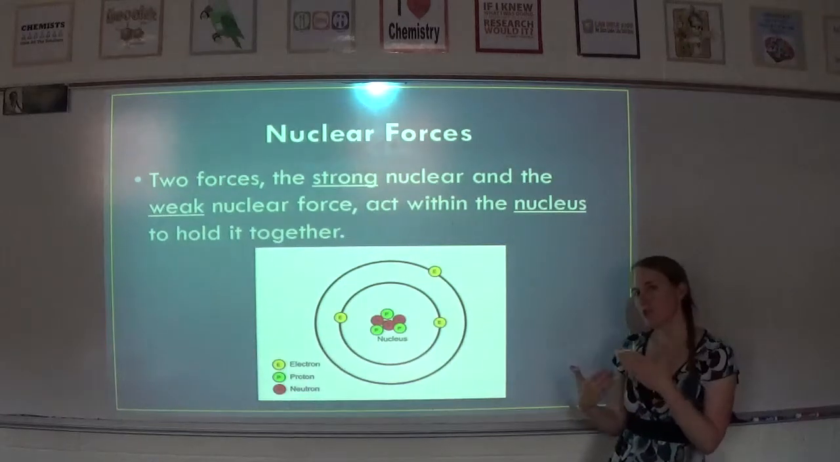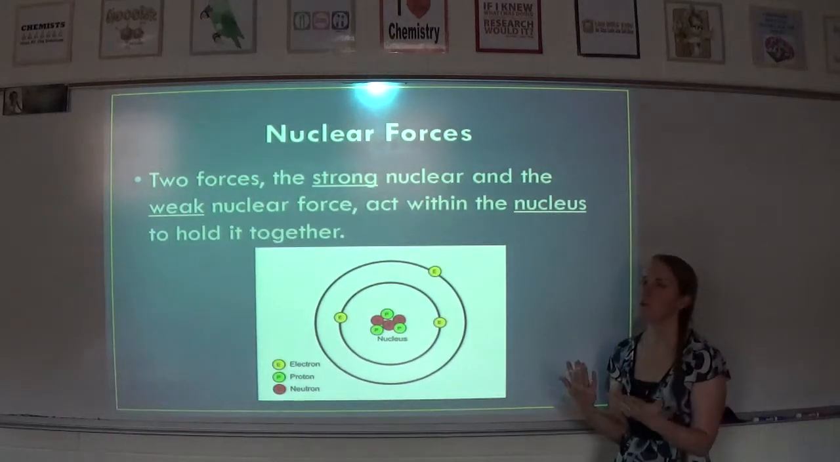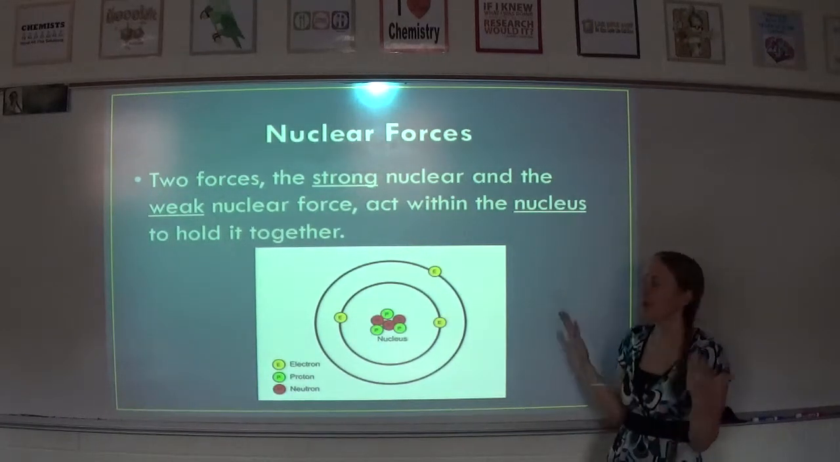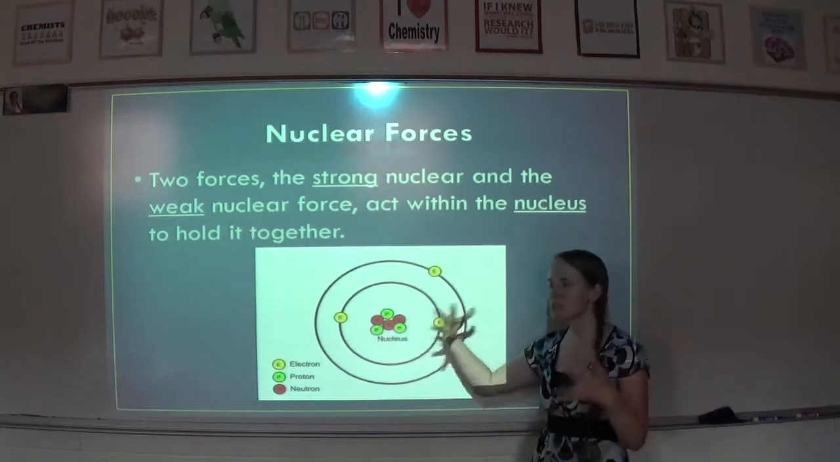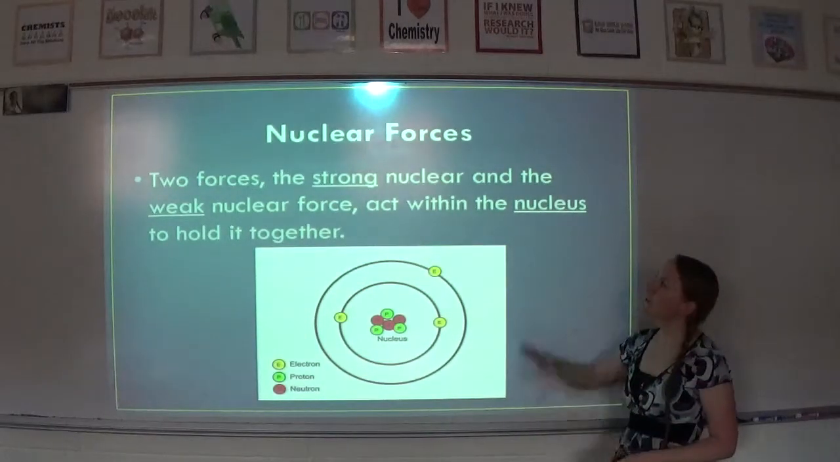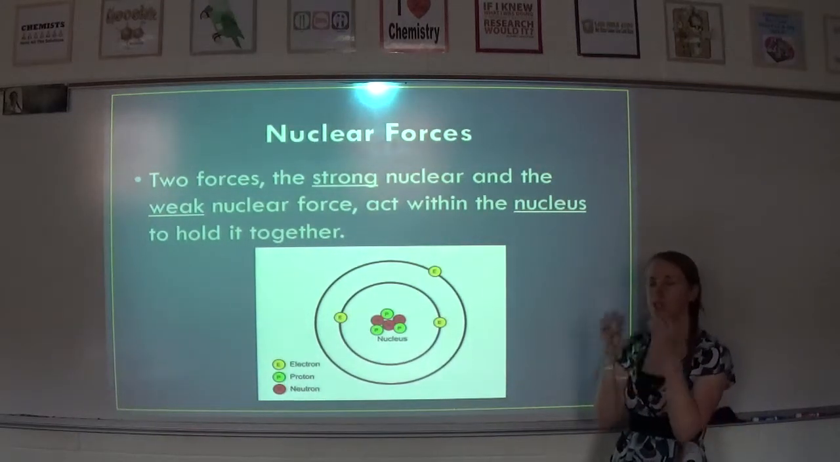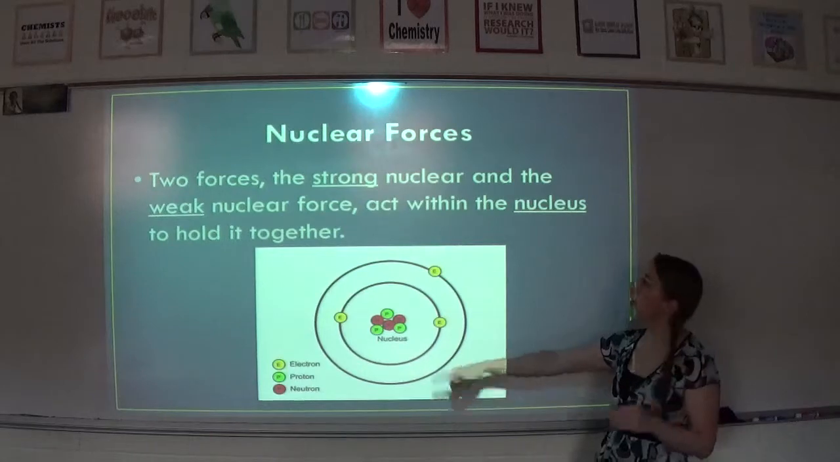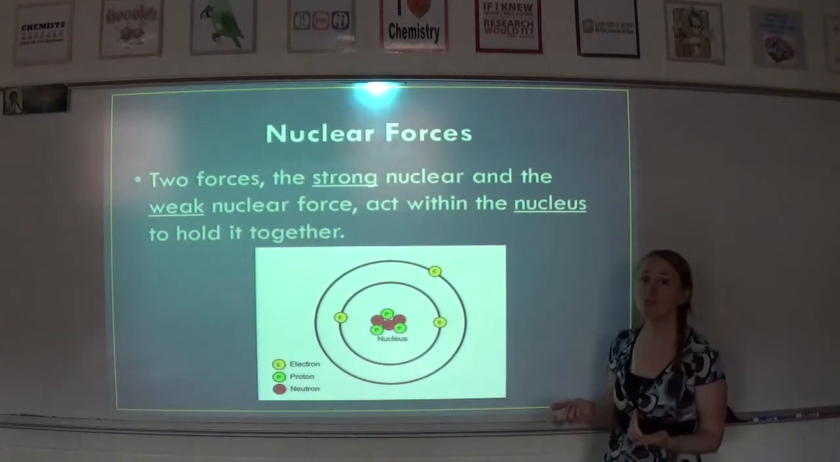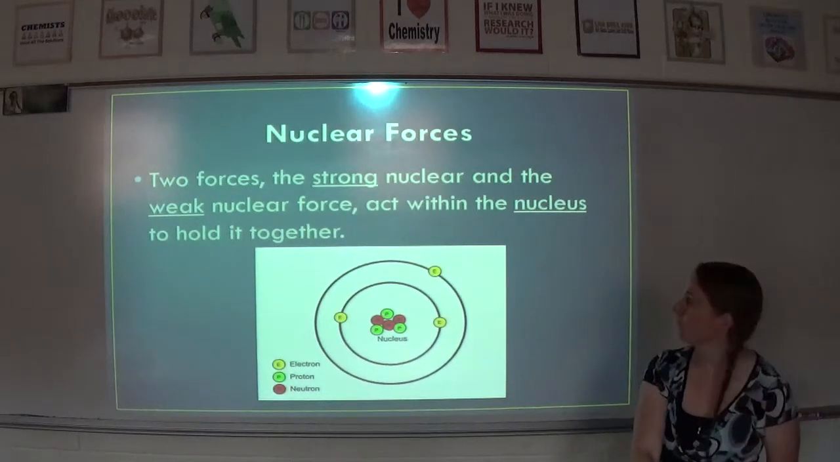So should 2 protons want to be near each other? No, they should repel because they're both positive. But yet the nucleus holds together somehow. So that means there must be some force holding those positives near each other, because normally 2 positives would want to repel. And so those forces are the strong nuclear force and the weak nuclear force.